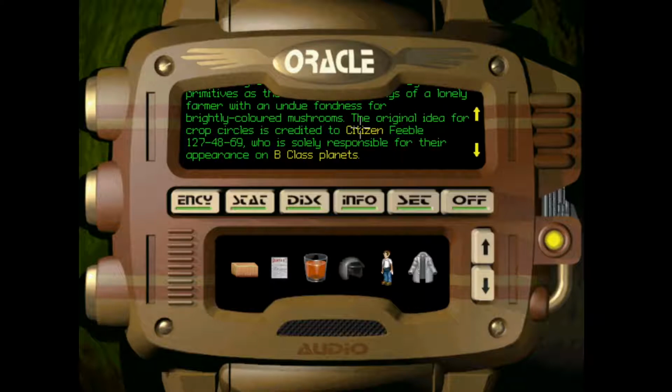The idea for crop circles is credited to Citizen Feeble 127-48-69, who is solely responsible for their appearance on B-class planets.